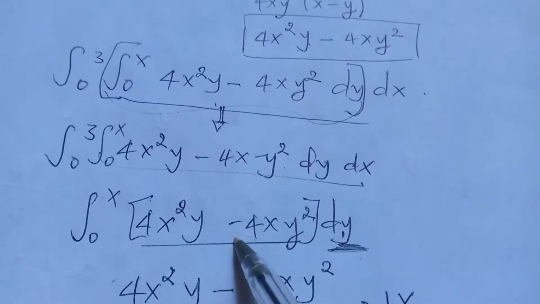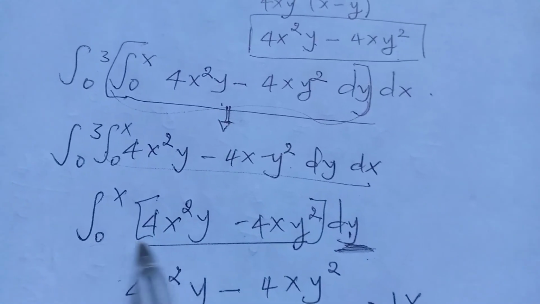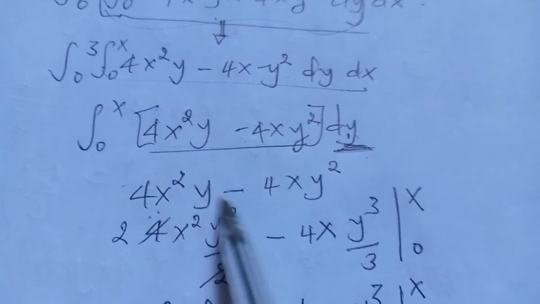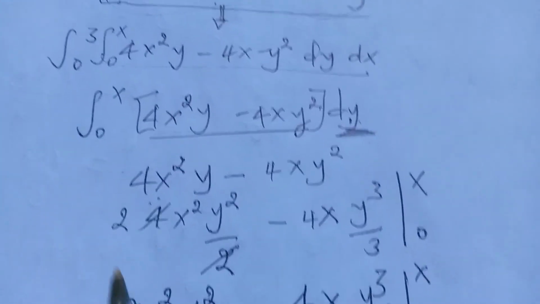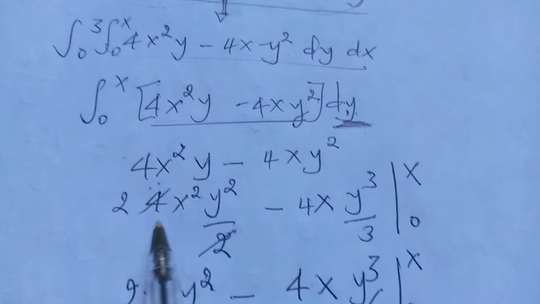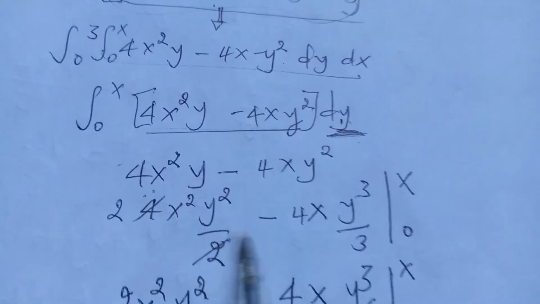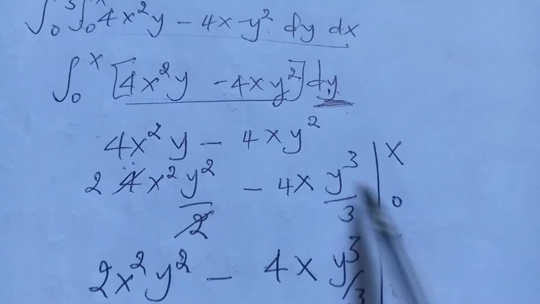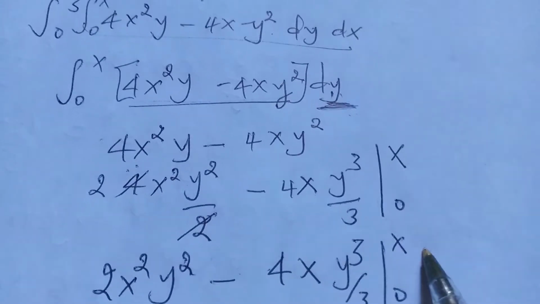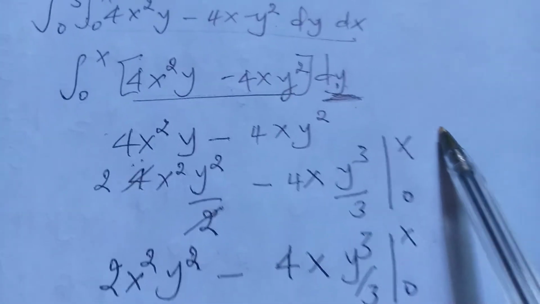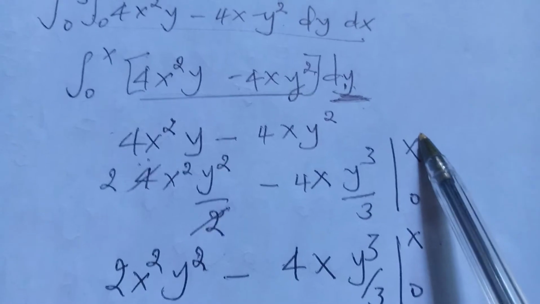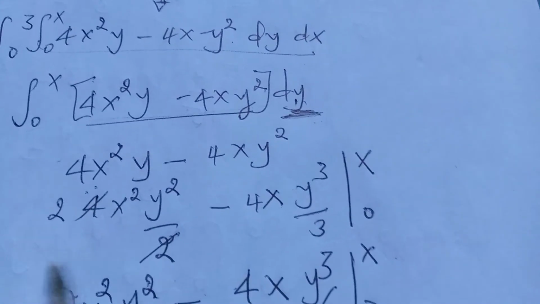So this is the way we are going to interpret this. Then here will be equal to 4x squared y minus 4xy squared, and the integral of this will be equal to 4x squared y squared over 2 minus 4xy power 3 over 3 with respect from 0 to x. And here we have to simplify by 2 by 2, then here we get 2.